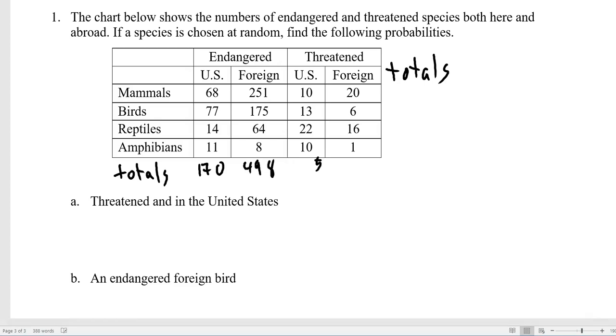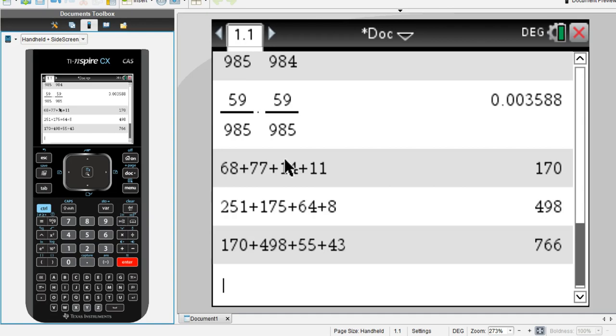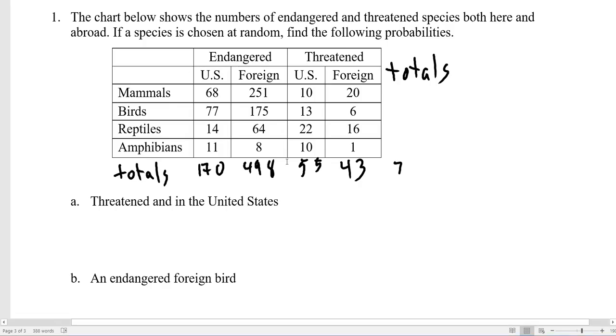How about a 5 and 5? And this one, 23, 43. Let's do the total. 170 plus 498 plus 55 and 43. 766, I hope. We'll check it.